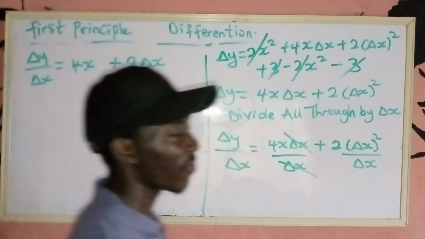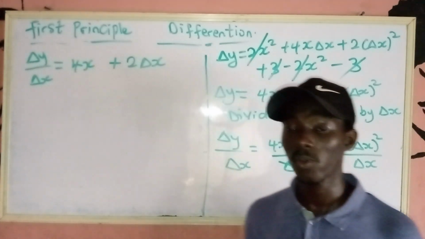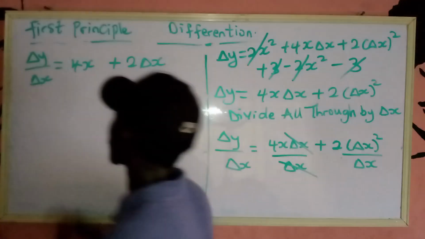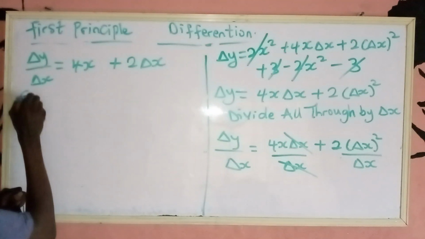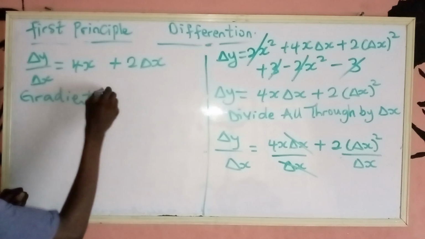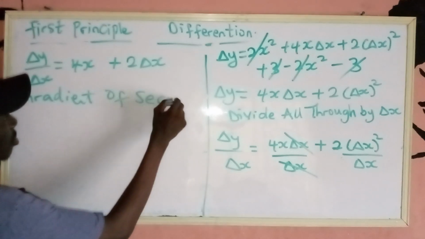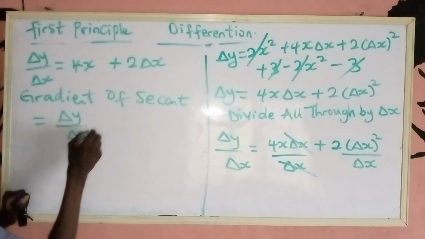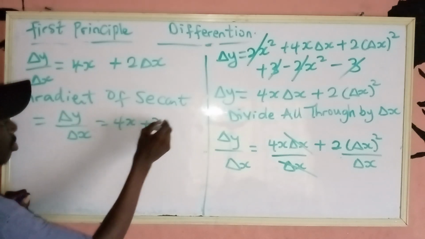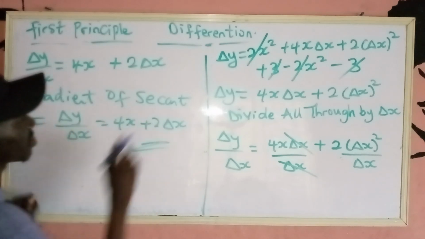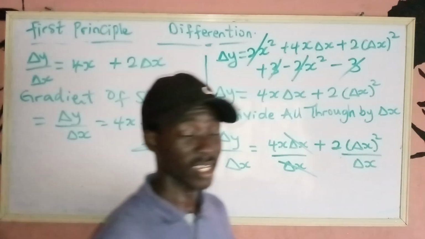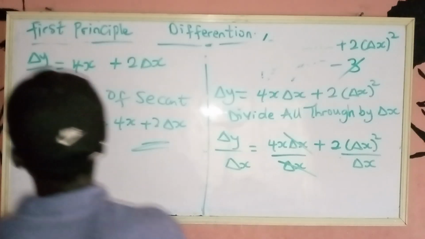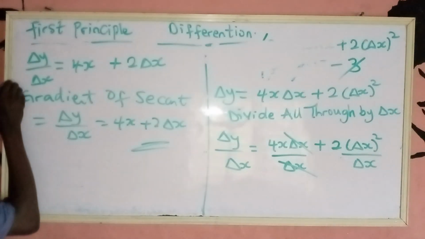So we come to the one part of our answer, our answer to the first question. First question says find the gradient of the secant. So this will be my answer. So the gradient of the secant will be equals to 4x plus 2 changing x. This is my answer to the gradient of the secant. Simple as that. But the next one is the next question. So let me call this question 1.